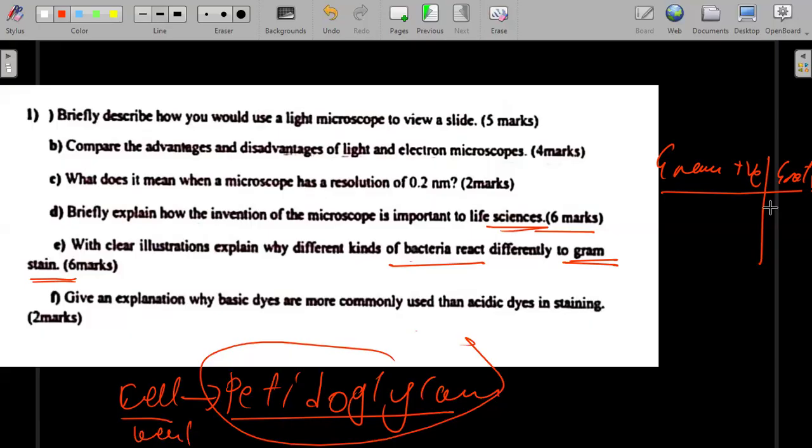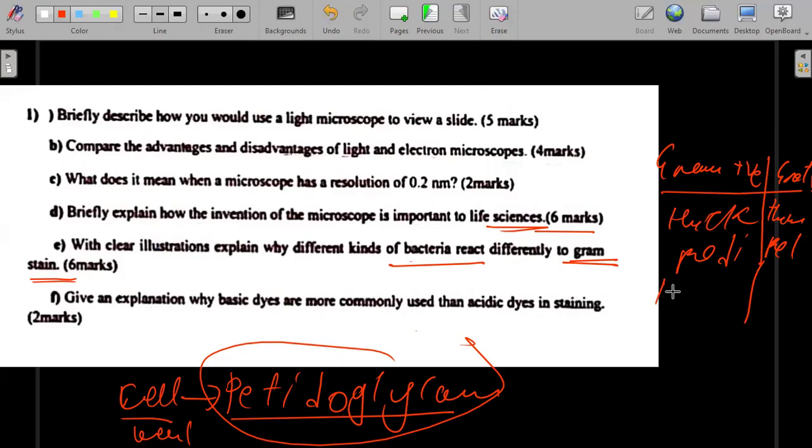For example, gram negative bacteria are going to have thin peptidoglycan in their cell. And then gram positive bacteria will have thick peptidoglycan in their cell. So that's one of the differences you need to take note of. Now in addition to peptidoglycan, in this gram positive bacteria, you won't find what we call lipopolysaccharides.